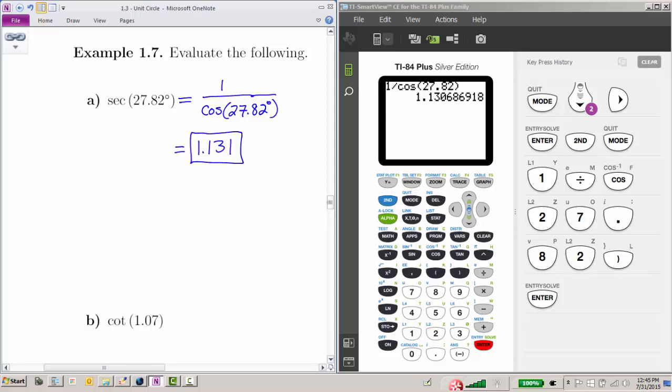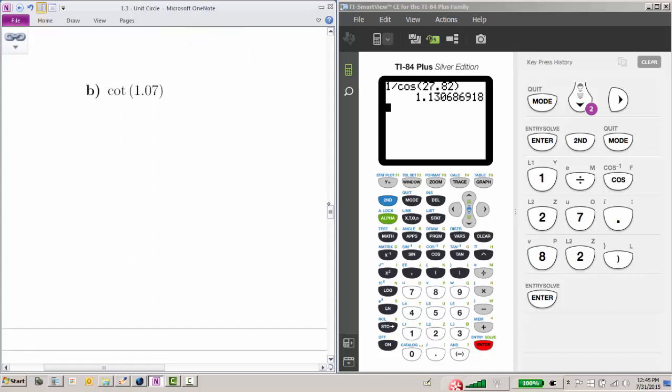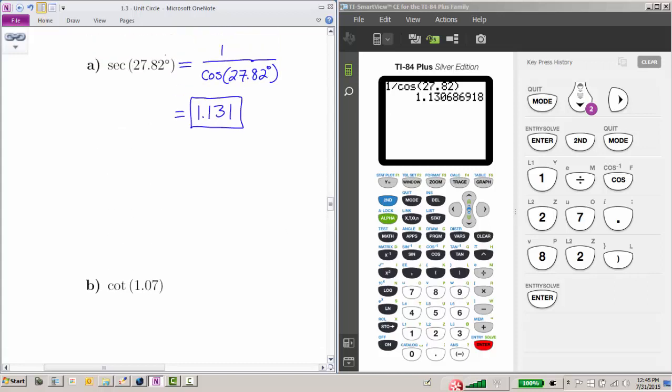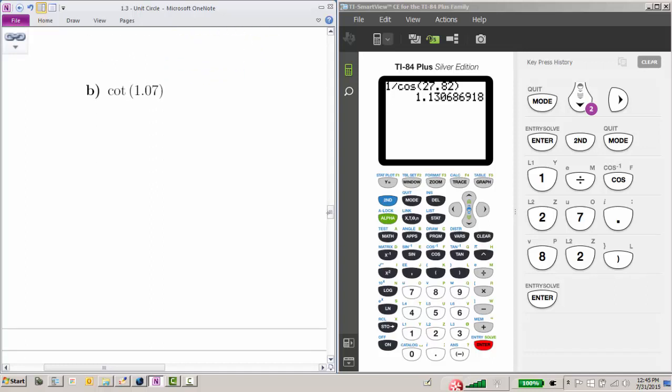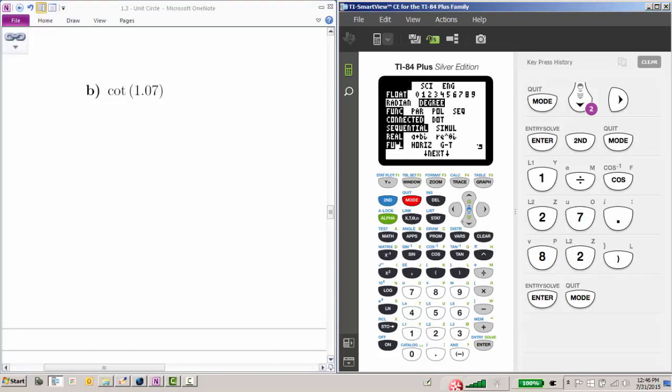In part B, we want to find cotan of 1.07, and if we look carefully, we can tell that this angle is in radians, and the way we can tell is because there is no degree sign. Notice up here there was a little degree symbol, so we knew it was in degrees. Without that degree symbol, an angle is automatically understood to be in radians. So when we calculate cotan of 1.07, I'm going to change the mode to make sure that we're in radian mode. So I use my arrow keys to see the radian blinking, and then we hit enter.